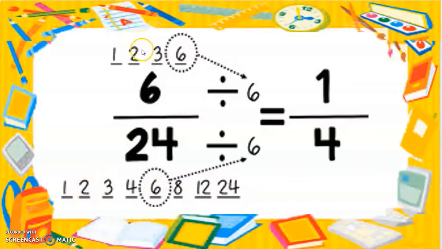Not 2, okay? Although they have 2 as a common factor, we need to take the greatest common factor, which is 6. Then we're going to divide the numerator and denominator by 6. So 6 divided by 6 is 1. 24 divided by 6 is 4.